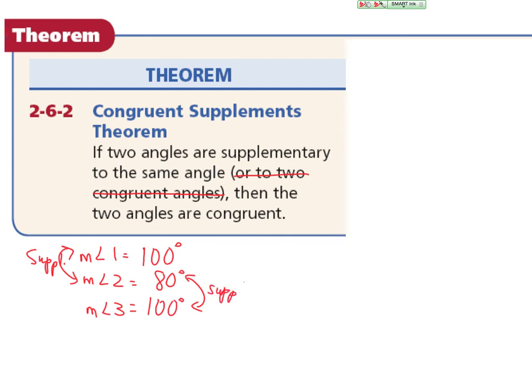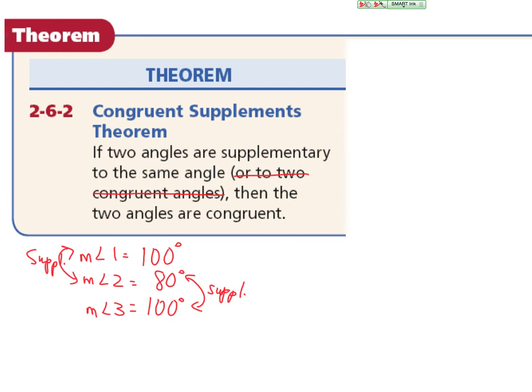So have I set up two angles supplementary to the same angle? Which are the two angles? 1 and 3, and the angle they're both supplementary to is angle 2. This theorem said the two angles are congruent. So we ended up with angle 1 and angle 3 being congruent. Does that make sense?